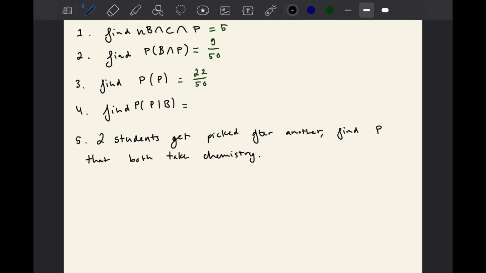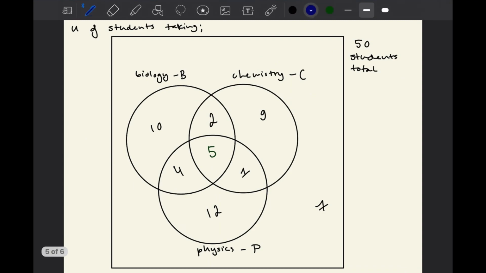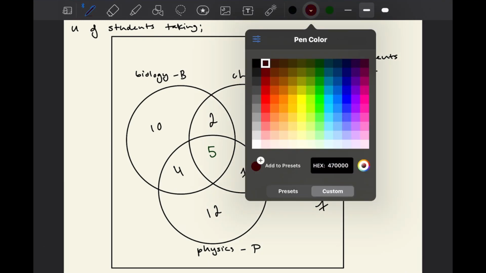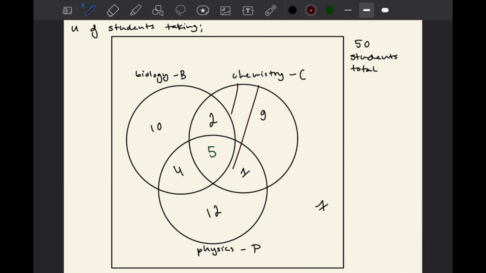Now here, the next one is a bit more complex. Here we want to find the probability that a student takes physics, given that they take biology. And the key to understanding this is whenever you have something that's given, you take that as your possible outcome. That is your sample space. We're given that we have biology. So what do we have to do? We have to discard everything that's not biology.